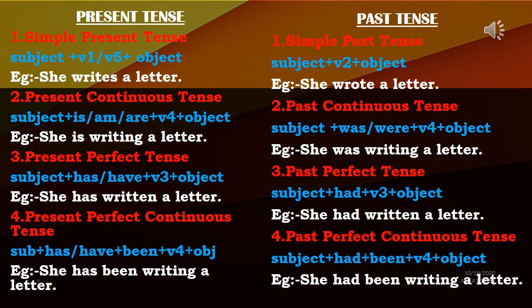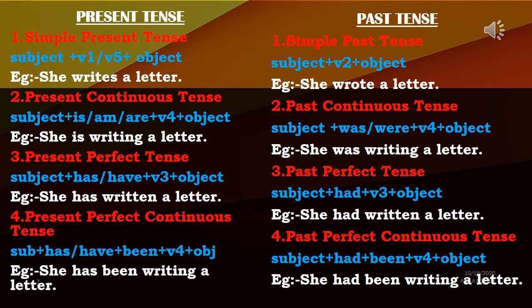In today's session, you are going to study in detail the four divisions of present tense and the four divisions of past tense. And let's compare and study present tense and past tense. The first division of present tense, simple present tense. And the first division of past tense, simple past tense. See the structure of simple present tense: subject plus V1 or V5 plus object.